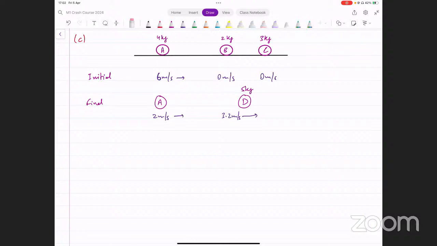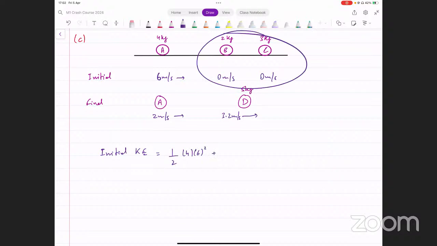What's that going to be? Let's find the initial kinetic energy. What's the formula for kinetic energy? It's half mv squared. You have three objects. What about the kinetic energy of A? It's going to be half into m, which is 4, into v squared, that's 6 squared, plus kinetic energy of the other two objects. They are both going to be 0. You can see what that turns out to be. 2 into 36, that's 72 joules. This is the initial kinetic energy.